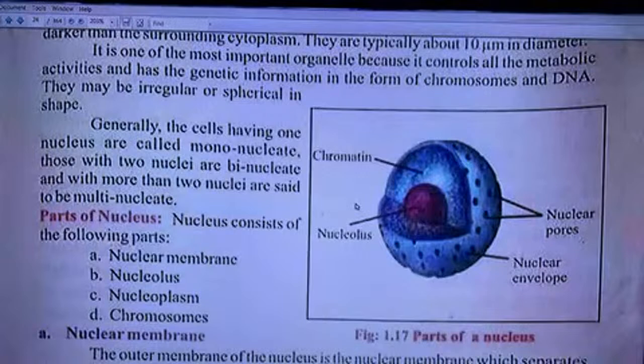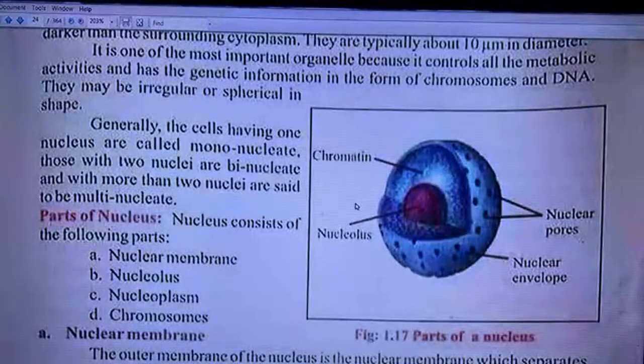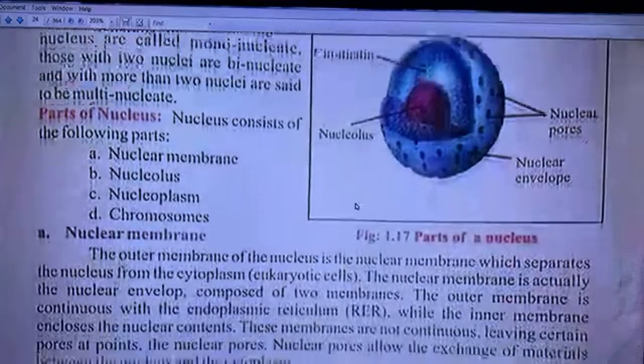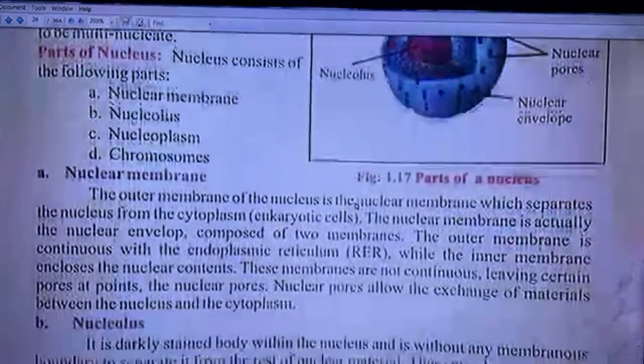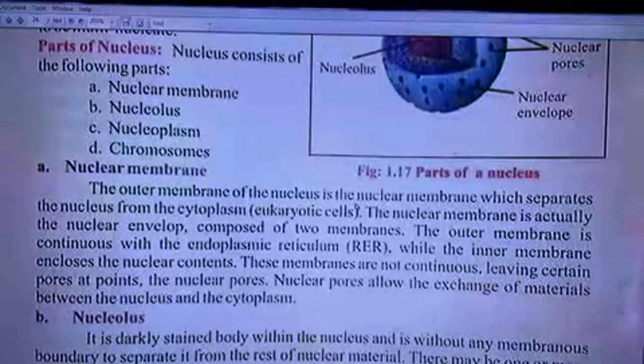Generally, the cells having one nucleus are mononucleate. Those with two nuclei are binucleate, and those with more than two nuclei are said to be multinucleate. Parts of the nucleus. The nucleus consists of the following parts: nuclear membrane, nucleolus, nucleoplasm, and chromosomes.